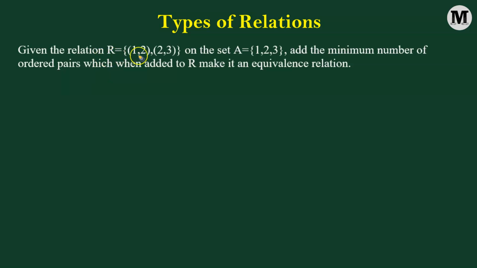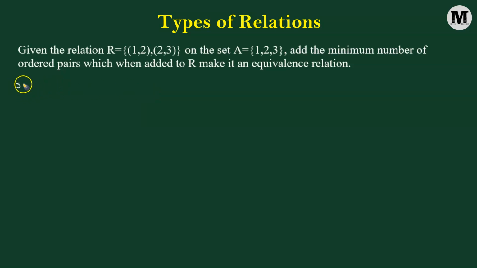Given the relation R containing two ordered pairs (1, 2) and (2, 3) on the set A, which contains the elements 1, 2 and 3. Add the minimum number of ordered pairs which, when added to the relation R, make it an equivalence relation.